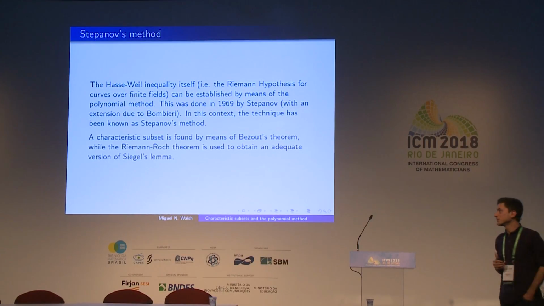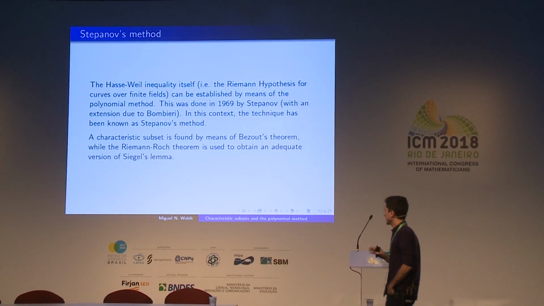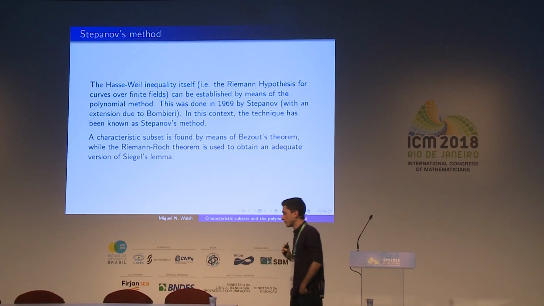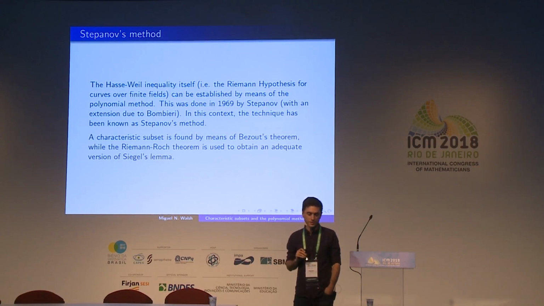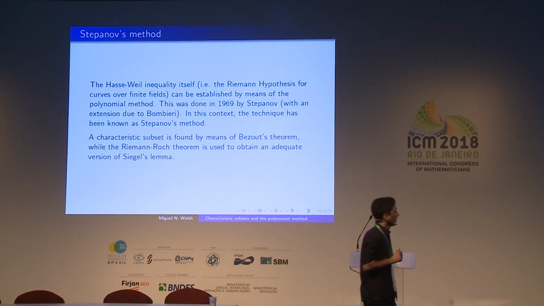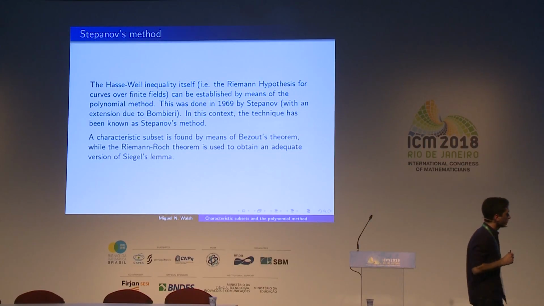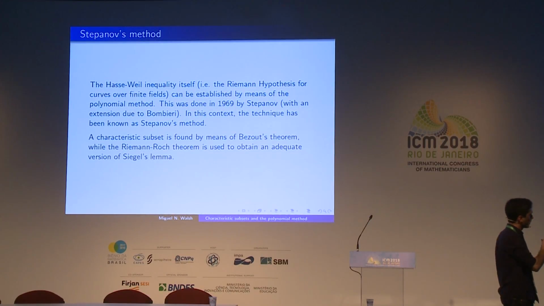Again, a characteristic subset is found implicitly by a very simple means. It's by an application of Bézout's theorem that can be used to show that there is a characteristic subset. And finally, we want to find an adequate polynomial during the proof. We want our polynomial to vanish to certain orders, and for that, we combine a dimension counting argument as in Siegel's lemma with the Riemann-Roch theorem.